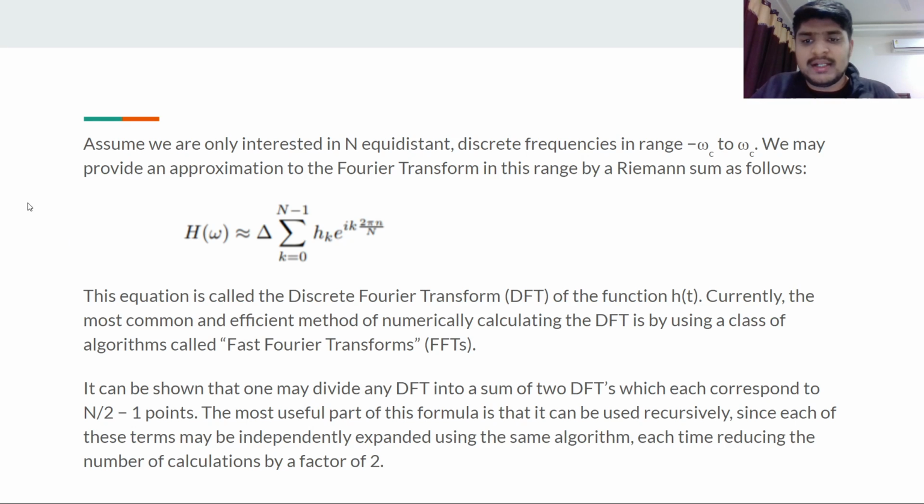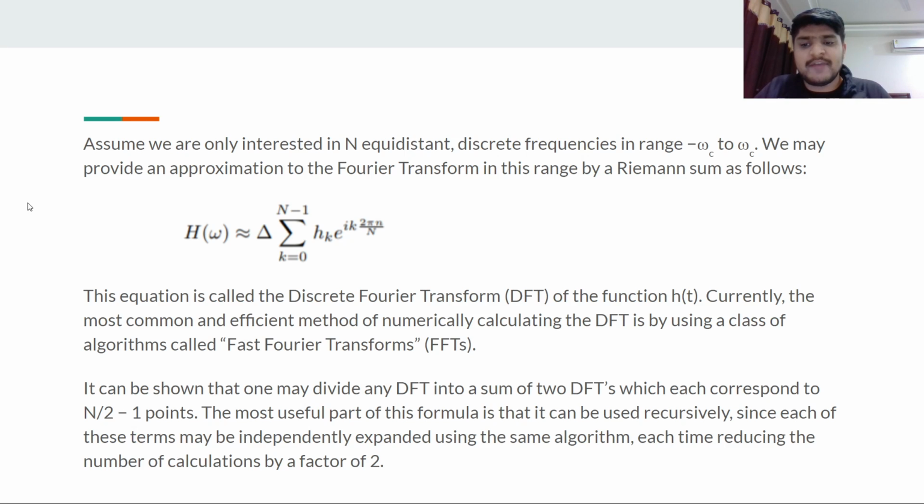Now we can take n equidistant discrete frequencies in the range minus omega c to omega c. Such an approximation to the Fourier transform is given as H(omega) approximately delta, where delta is the difference between two consecutive frequencies that we are considering. So H(omega) is approximately delta times summation of h_k e to the power iota k 2 pi n by n, where k goes from 0 to n minus 1. This equation is called the discrete Fourier transform of function h(t).